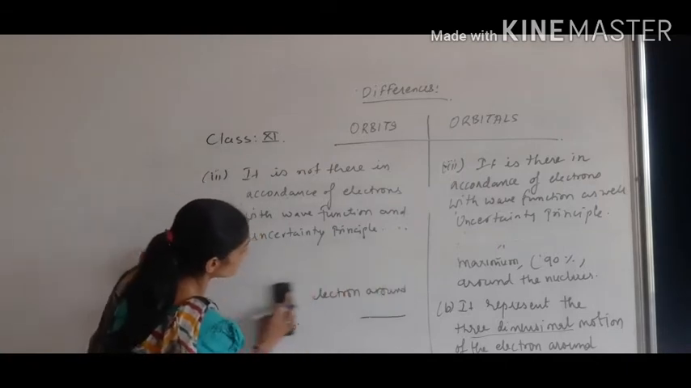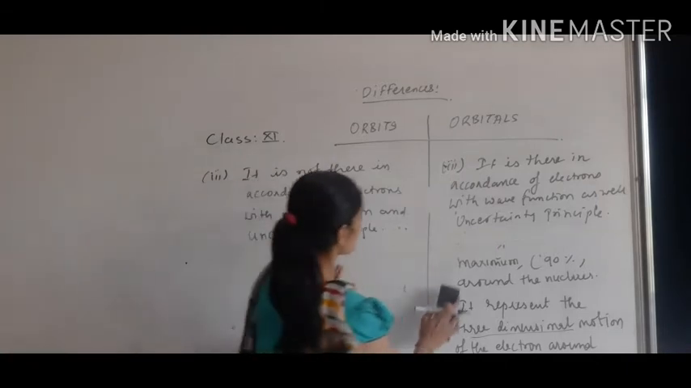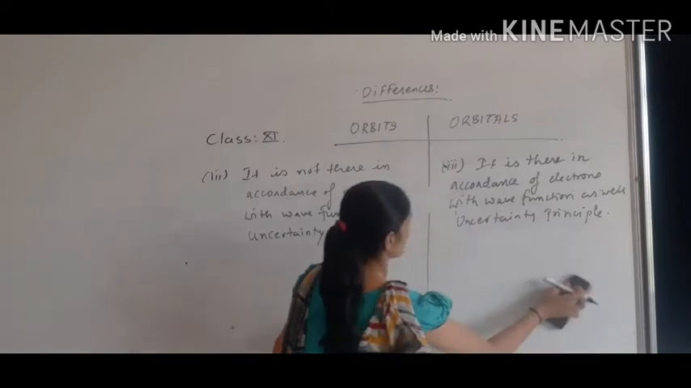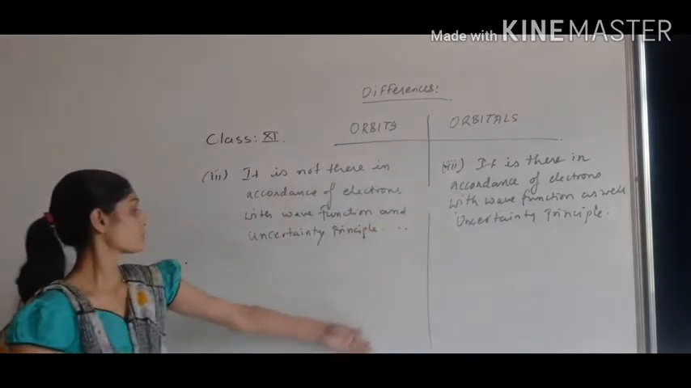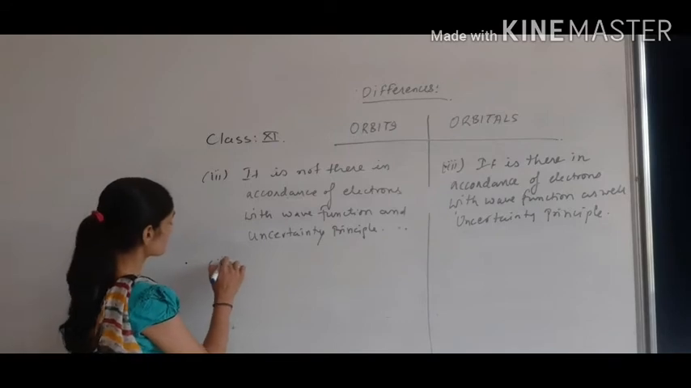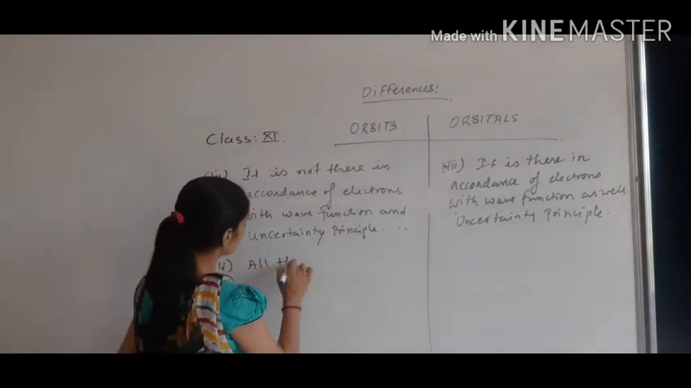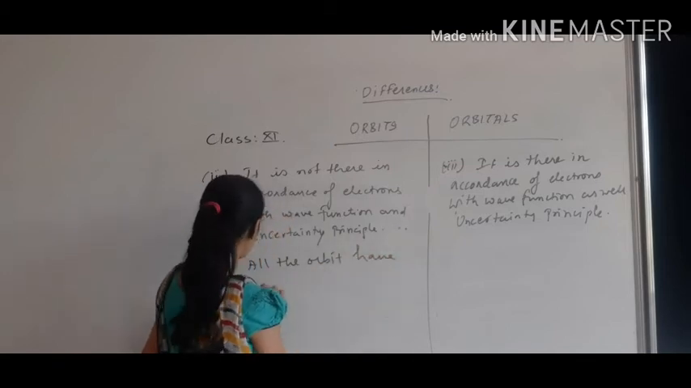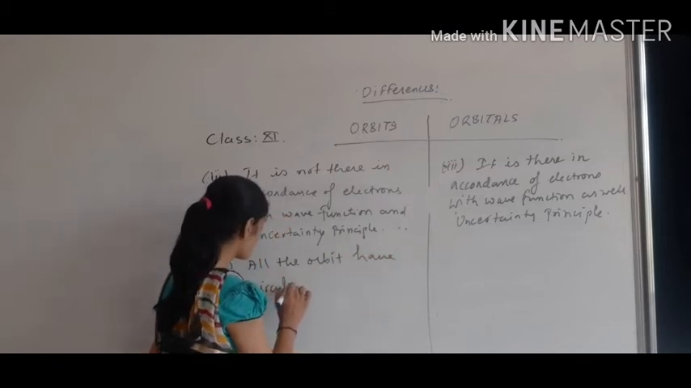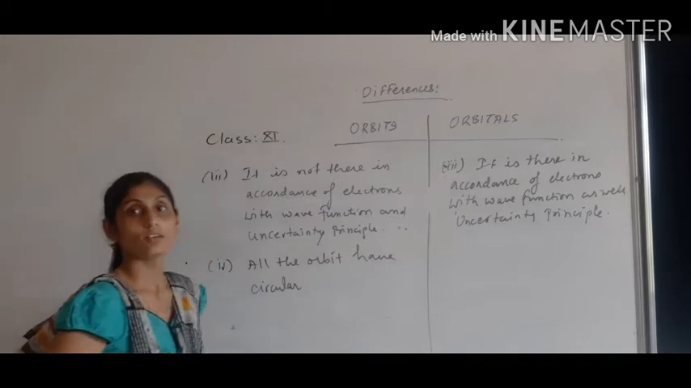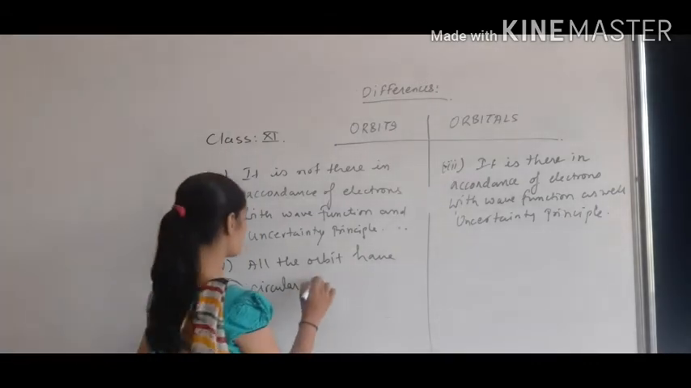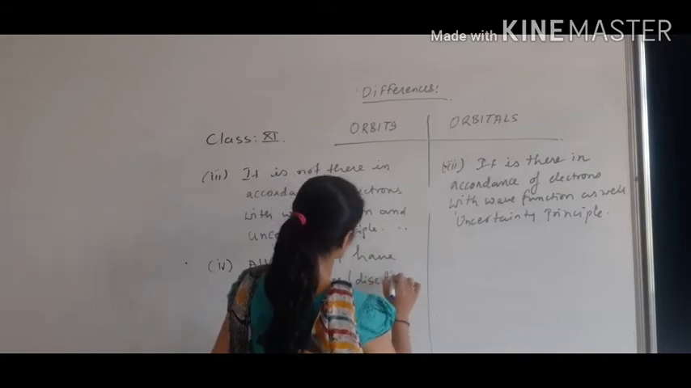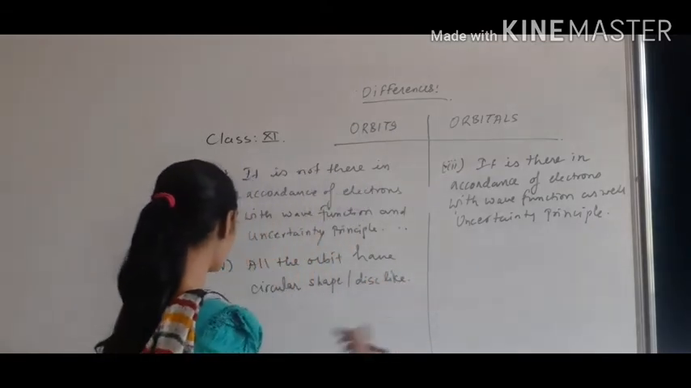We will talk about the fourth point. It is about the structure, how it looks. So all orbits have a circular shape or disc-like shape. Okay, right?